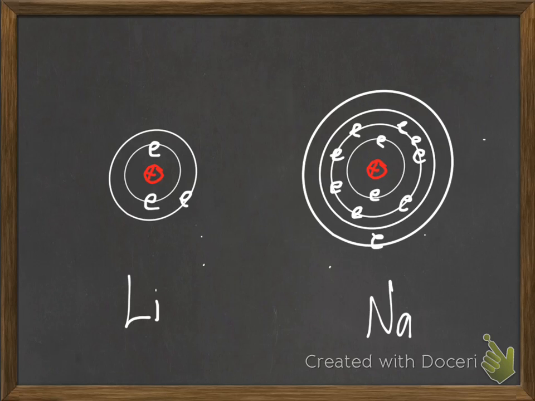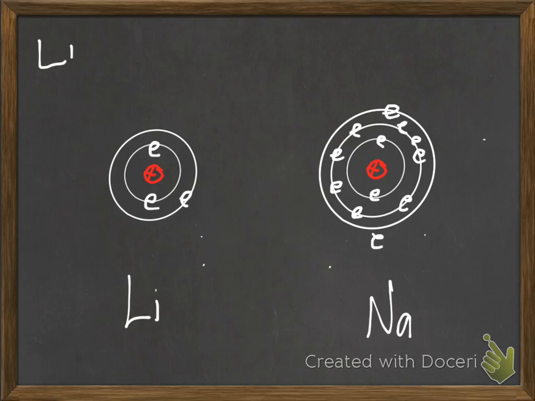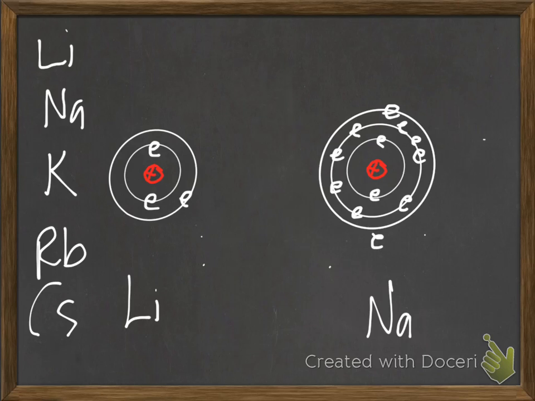Okay. Oh, I screwed that up. There. Okay. So, we're going down a group here. Lithium sits above sodium, which sits above potassium, which sits above rubidium, which sits above cesium.